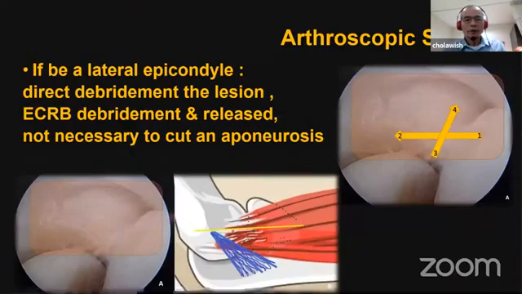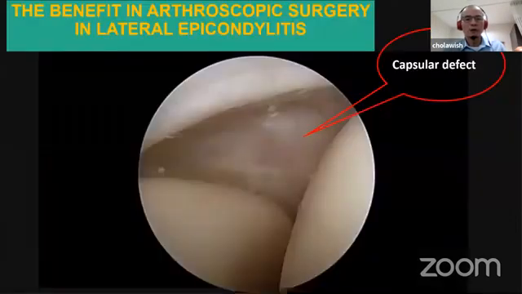In arthroscopic surgery, we go directly to debride and release the ECRB tendon from the inside, so we do not need to damage any good tissue in there. So it looks like it has a minimal invasive benefit.